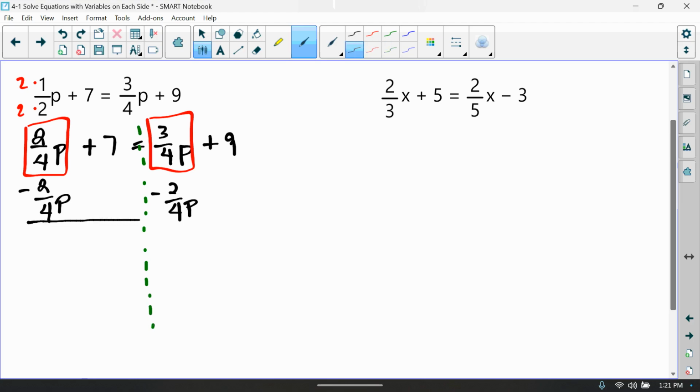So here, we've got a number plus its opposite. That's equal to 0. And what we're left with is a positive 7, so I don't need to write the plus, equals 3/4 minus 2/4 is 1/4. So this is going to be 1/4 p plus 9.